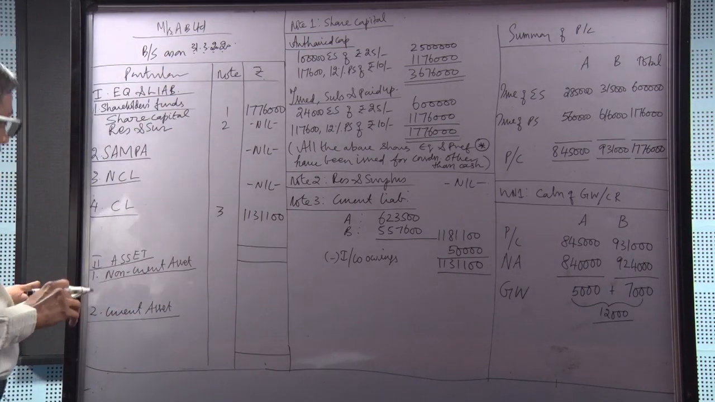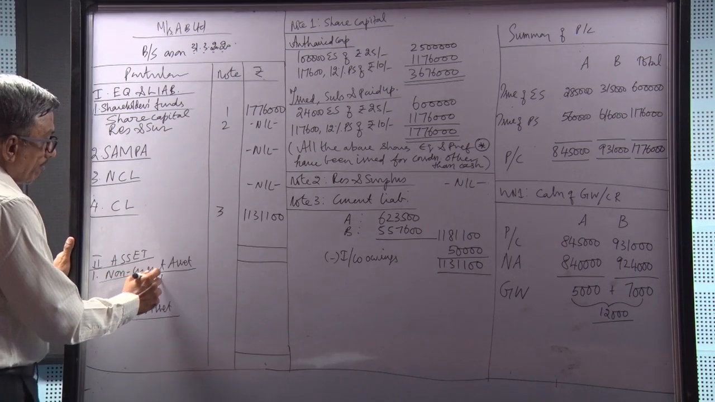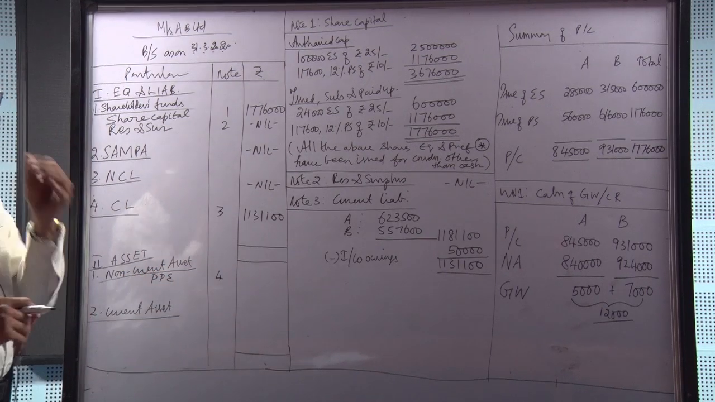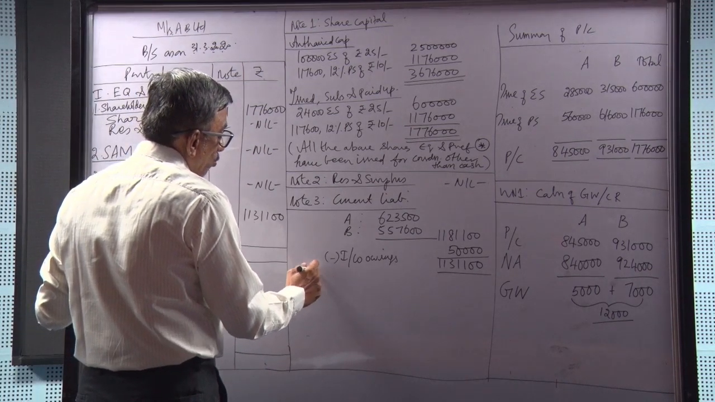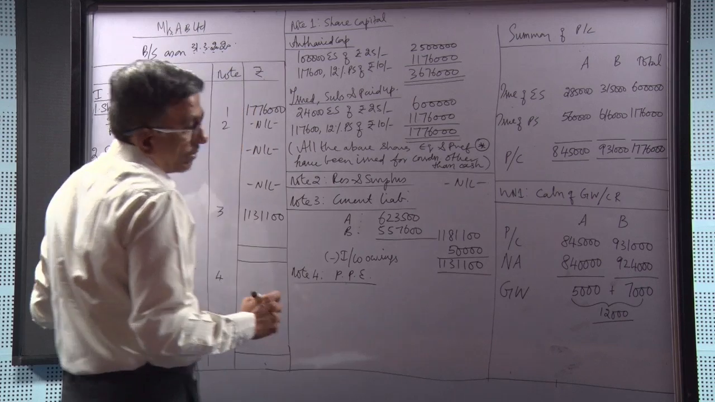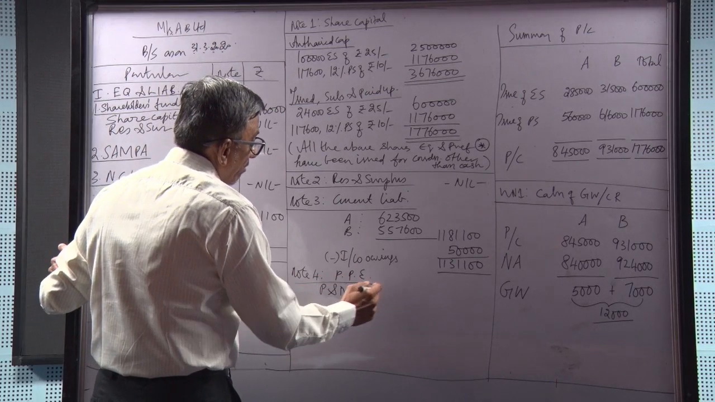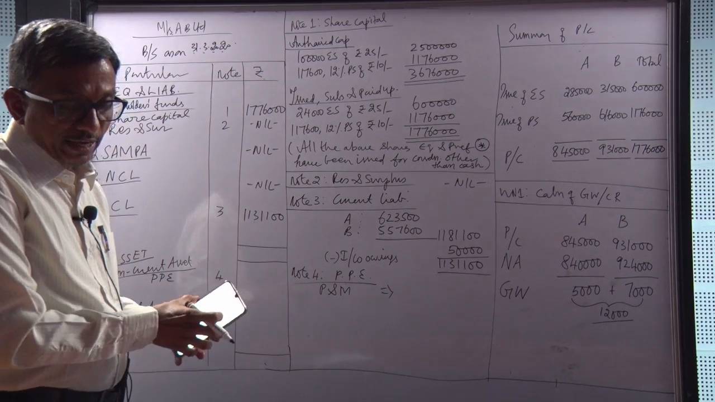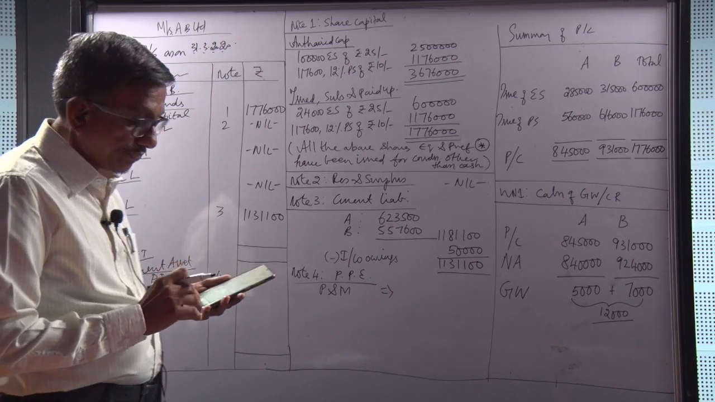Now coming to the non-current assets. First we should show property, plant and equipment, because we have land and building, and plant and machinery, that should be taken at revalued figures. You prepare a note for that, note number 2. Property, plant and equipment, plant and machinery. You have to consider the revalued figures. Plant and machinery of A as well as B, that you have to consider. How much?